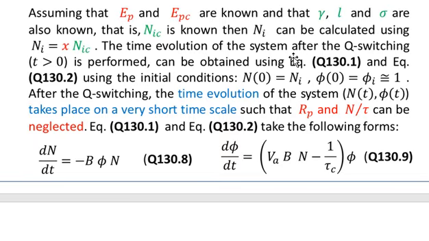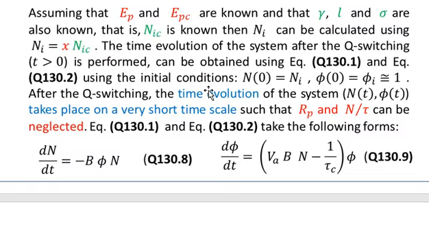The time evolution of the system after Q switching, that is for time greater than 0, is performed. You know that the Q switching occurs at time t equal to 0. And when we say the time evolution of the system after Q switching, it means that the time evolution of the system at a time t greater than 0 can be obtained using equation number 1 and equation number 2, using the conditions.